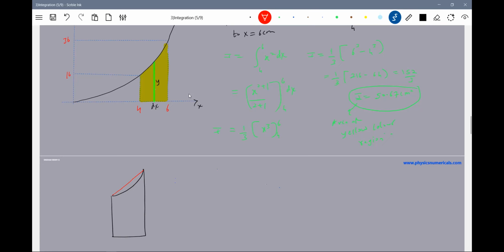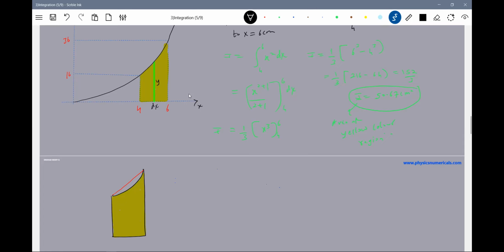Now, what is that yellow color region? Yellow color region is this one. This area is what we have found out. Area of a trapezium is very easy, you can find that out. There's no issue with the area of a trapezium, but ours is what? We have to find out the area of this yellow color strip, not the area of the trapezium. Definitely, these two will make a difference.